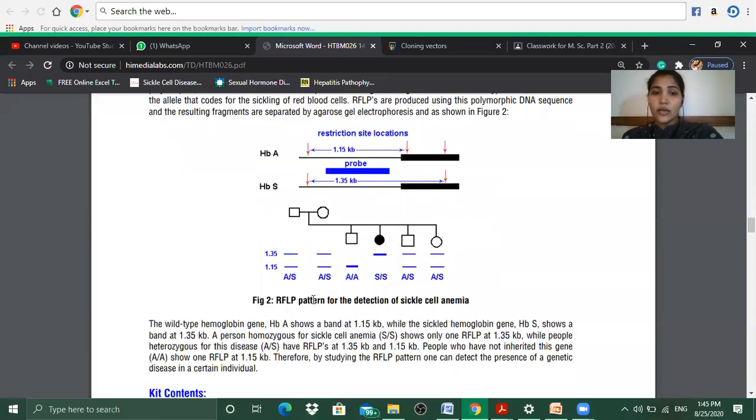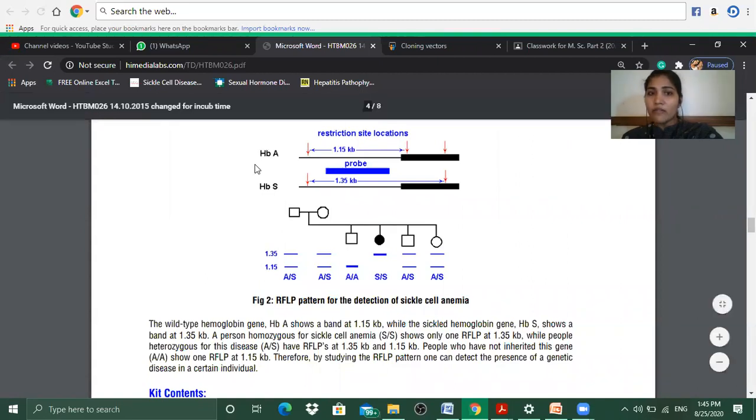So now if you see this RFLP pattern for the detection of sickle cell anemia, if you have an individual who has both alleles, HbA and HbS, meaning they are heterozygous in nature, they will have a band at 1.15 and also at 1.35, but they will not be suffering from the disease because they have the normal hemoglobin gene as well, right? Because they also have a wild type HbA, they will not be the one suffering from the disease, but they could be the carriers.